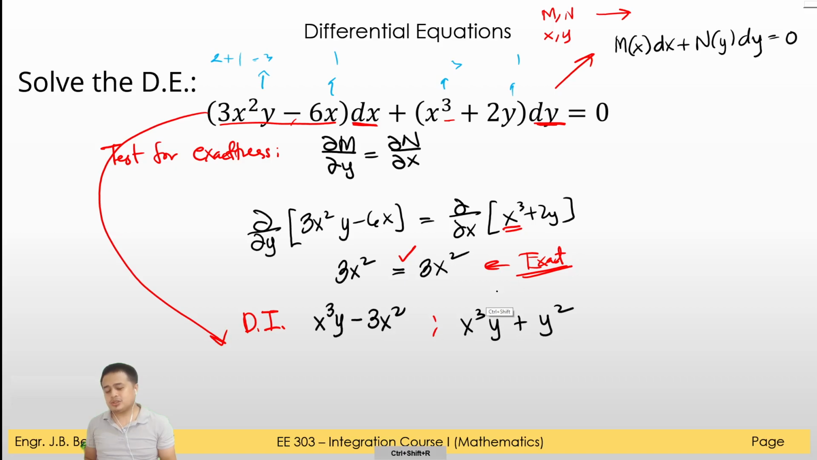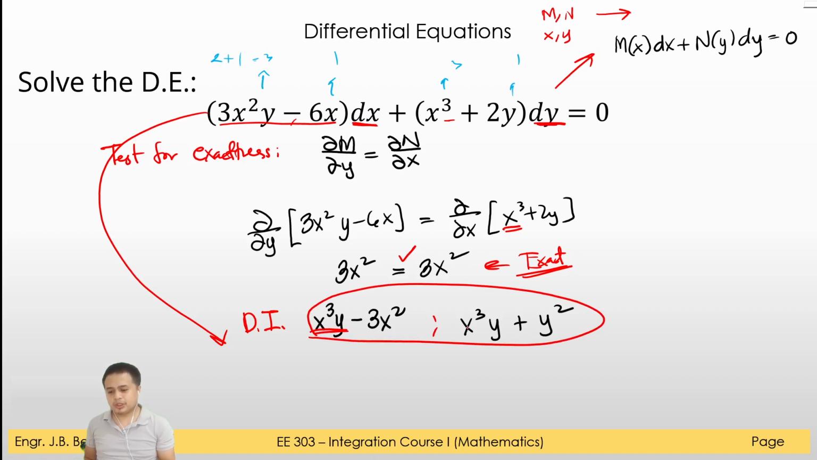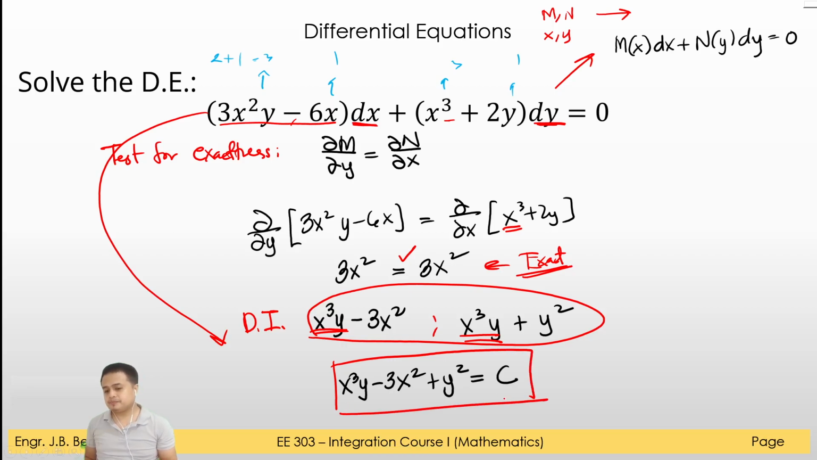So what should we do here? Basically we just have to combine these two. If there is a repetition, then we combine it as one, although we do not add these two. So the answer here should be x cubed y minus 3x squared plus y squared is equal to c. So this should be your final answer. It's that simple.